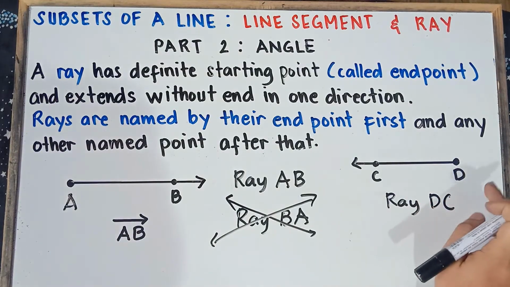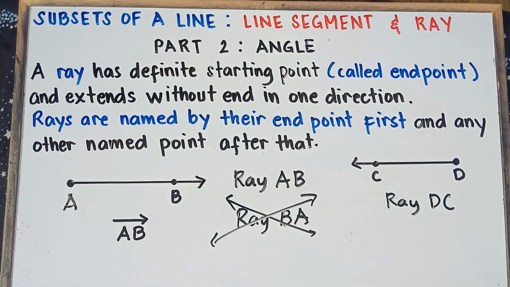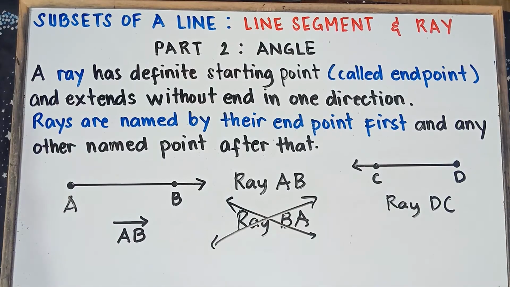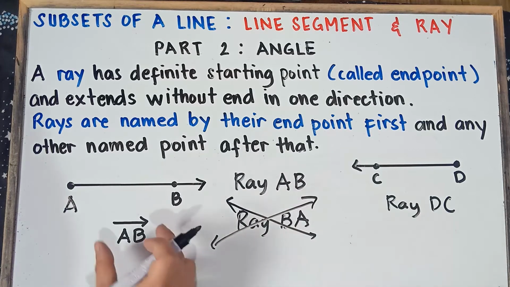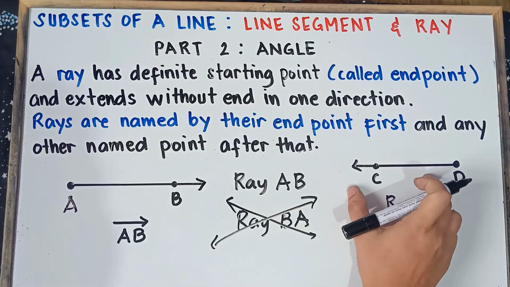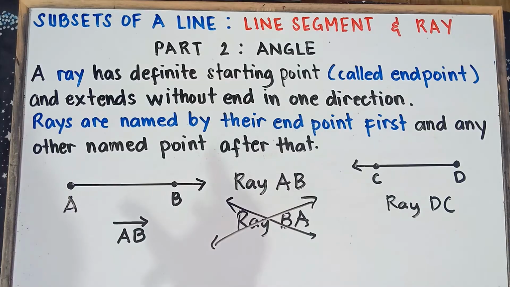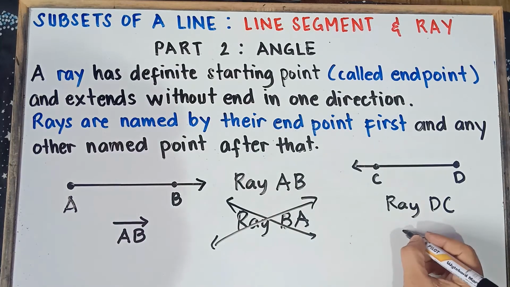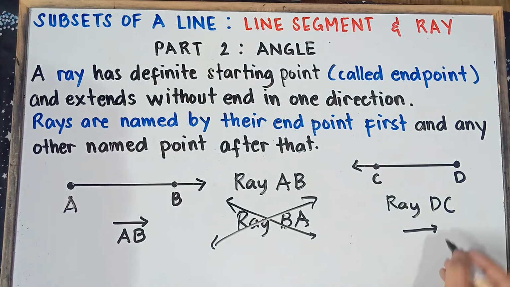And the endpoint comes first. Now, how will you name this one using the illustration? Once again, the illustration of a ray, class, the arrow is always going to the right. Question, sir, this is arrow going to the left. But in naming the ray, class, it should be arrow going to the right. So this is the symbol for ray, arrow going to the right. You start with the endpoint. So that would be ray DC.